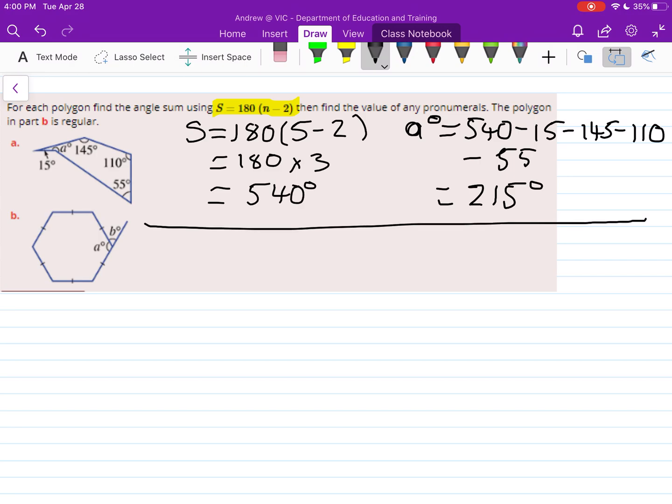B is slightly different. We aren't given any angles, so how are we supposed to figure them out? With this, we need to look at what information they've given us. Always think that when you're given a question. Not often they'll give you one where you can't work it out. They've given you the information that these little lines show that all sides are the same. If all the sides are equal, what does this tell us about our angles? It tells us that all the angles have to be equal as well.